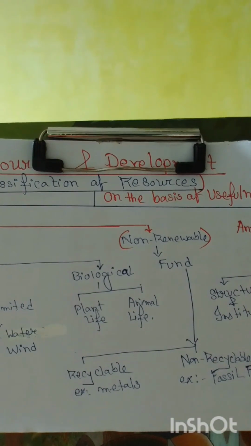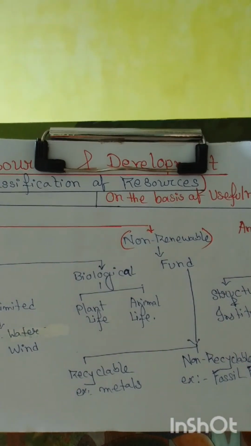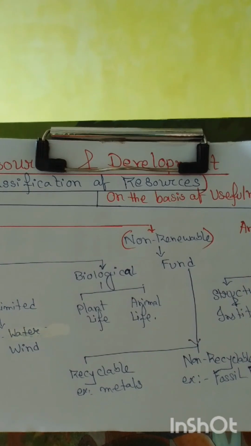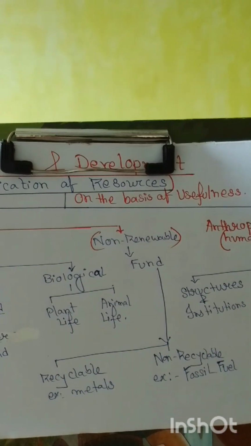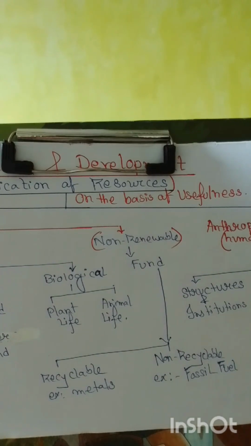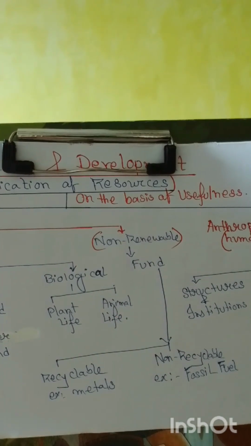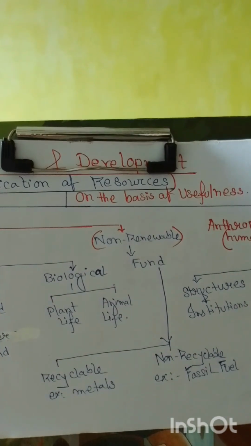And here are the non-renewable resources, the other part of the natural, which are basically fund resources. Now these fund resources are recyclable or non-recyclable. Among the fund resources, those we can use again and again, like metals, iron, tin, are recyclable, because after one form of use we can mold them and make a new thing out of them, so they can be recycled.